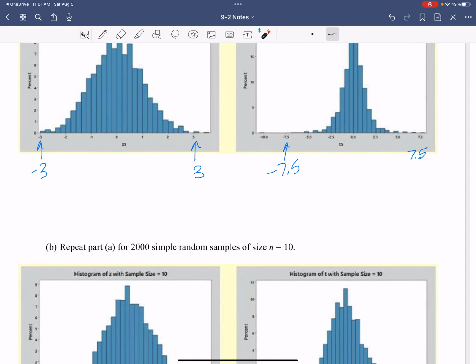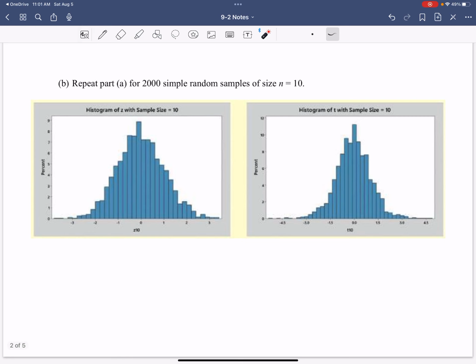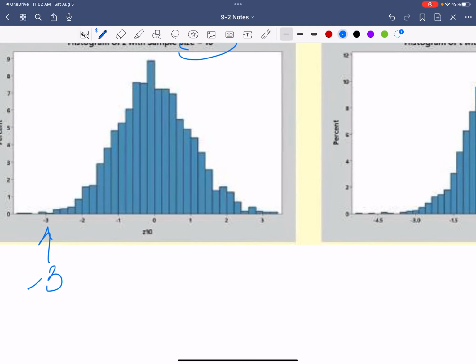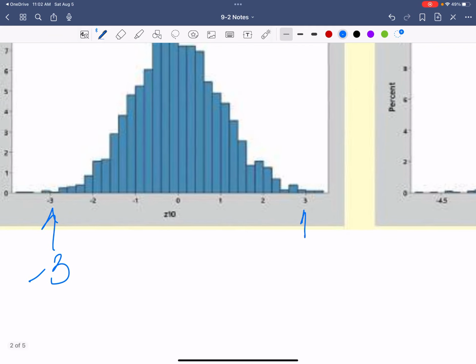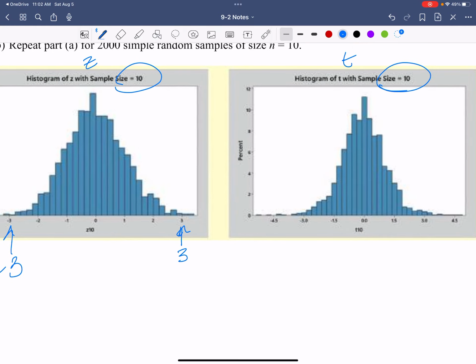Okay, well, what happens if I change up that sample? What if we're looking at this 10 here? Here I've got Z again, but N is equal to 10 with my Z, and N equal to 10 with my T distribution. What do you see right here? Well, you can't see anything because it's too small. Maybe you can see it better on your papers. 3, 3.